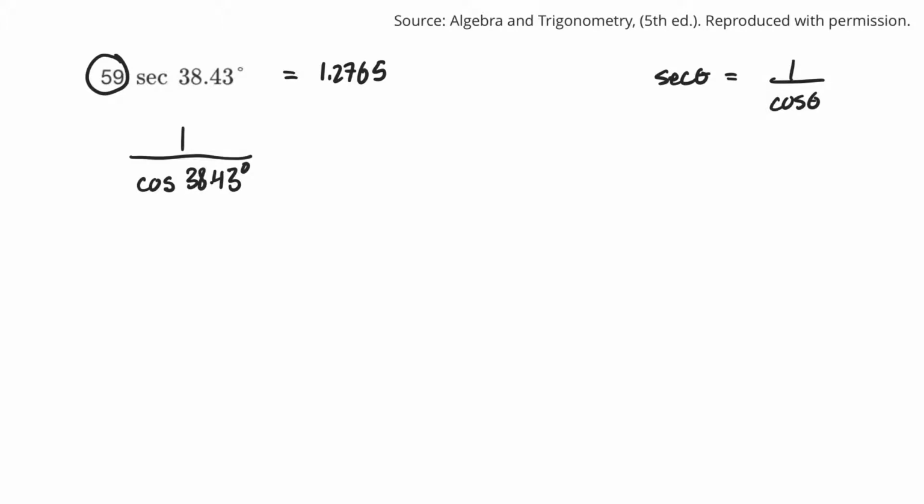So 1 divided by the cosine of 38.43, go, gives me the same answer, 1.2765, etc. Okay, so that's how, if you're needing to find a reciprocal ratio of an angle, change it to a primary ratio, and you do that by going 1 over the cosine of the same angle.